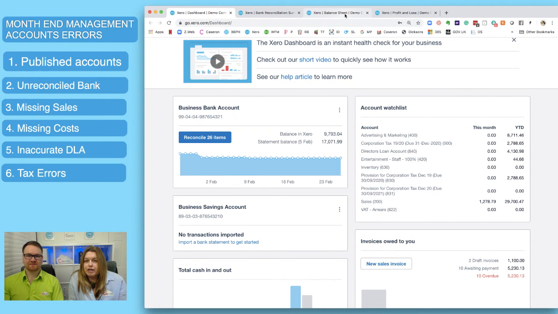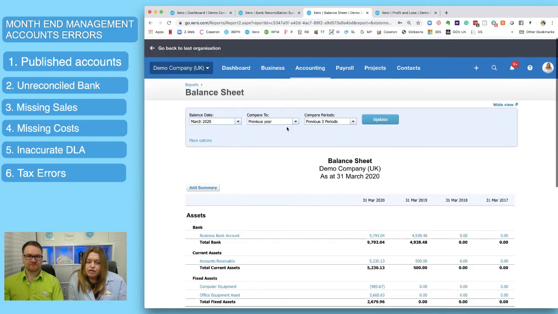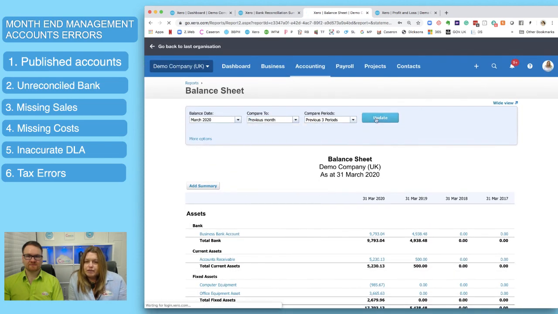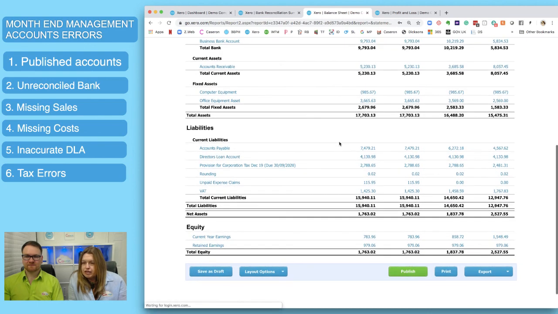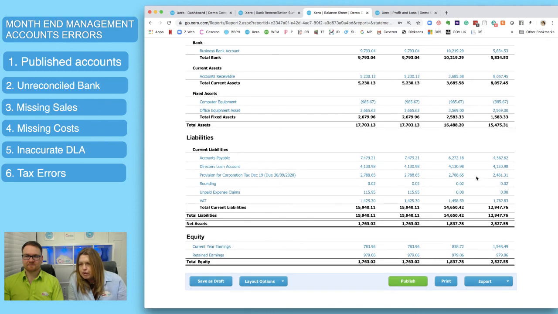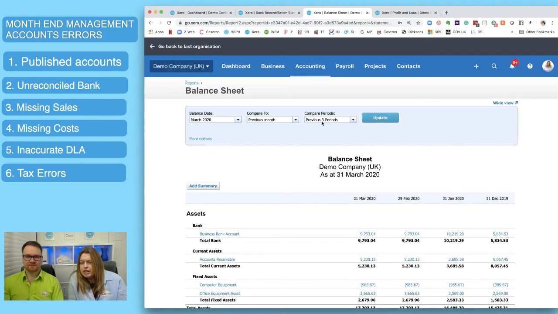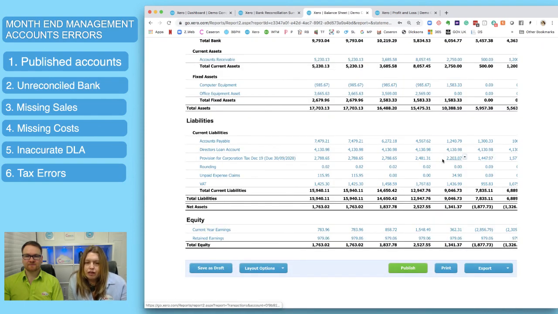So let's pop back to the balance sheet. And in here we should see our provision for corporation tax is due in our liabilities. There we go, and you can see how it changes month on month. So we did an adjustment there. We did an accrual. What month is that? December? Yeah, one for December, one for January, but we haven't done February or March yet, obviously, because those periods are still part way through.